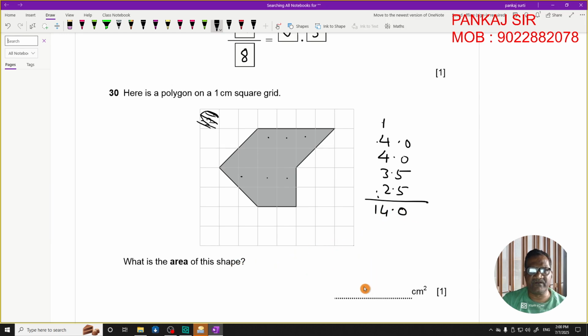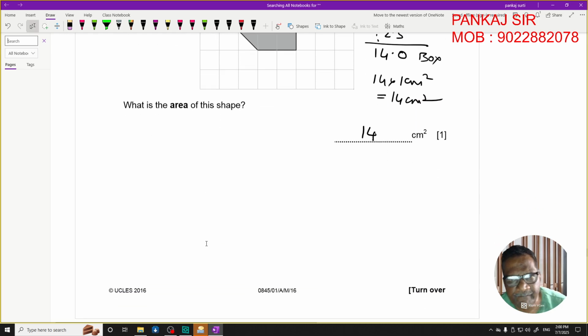Okay, so the area will be 14 centimeters square because one box is 1 centimeter square, so 14 boxes will be 14 centimeter square. This is 14 boxes, so 14 times 1 centimeter square should be 14 centimeters square. That's the area of this shape.